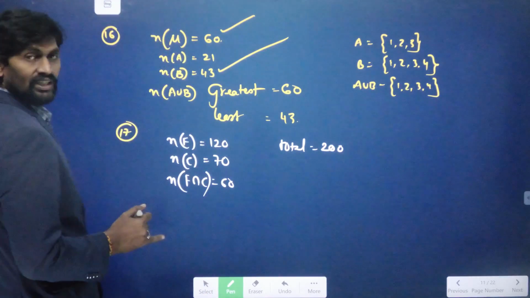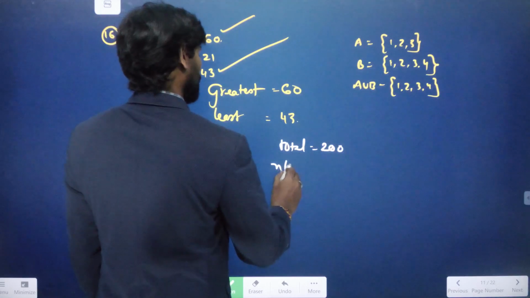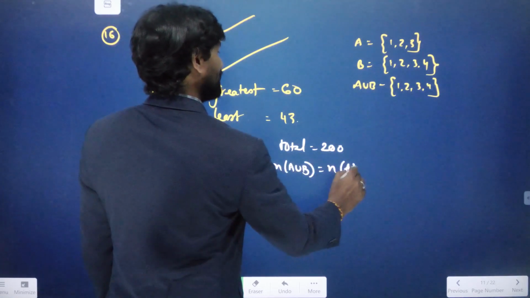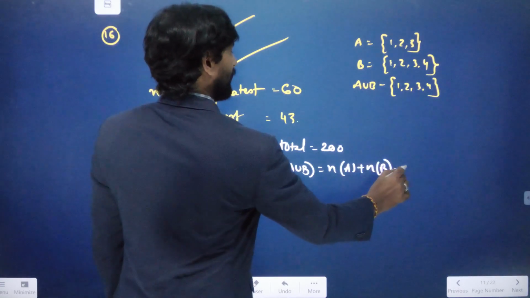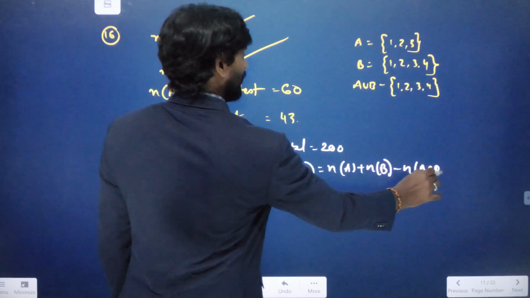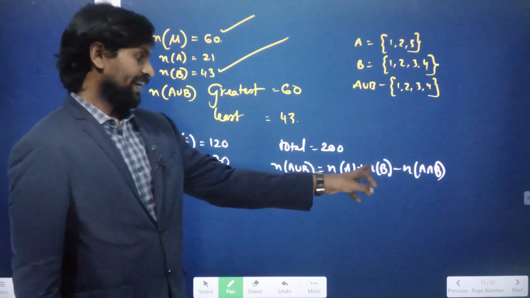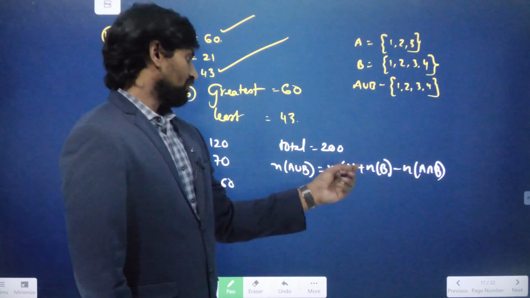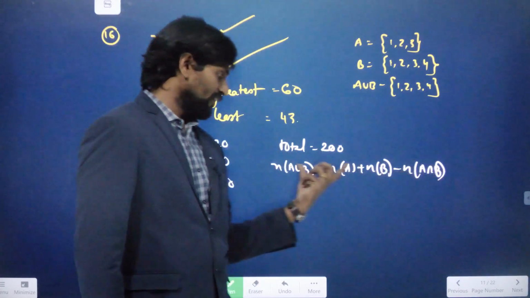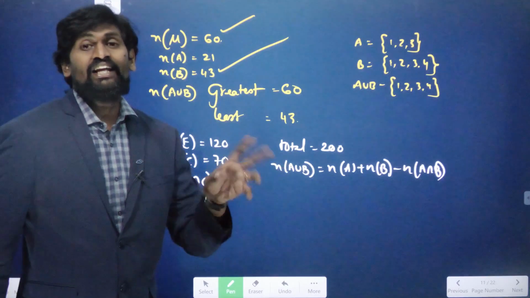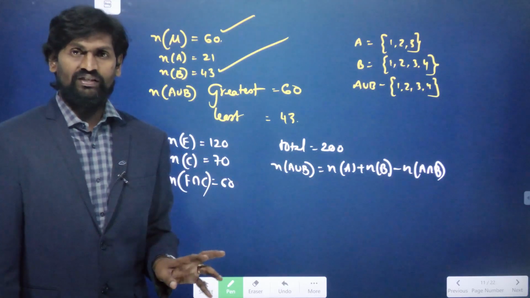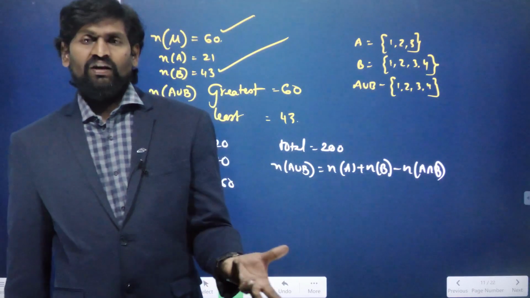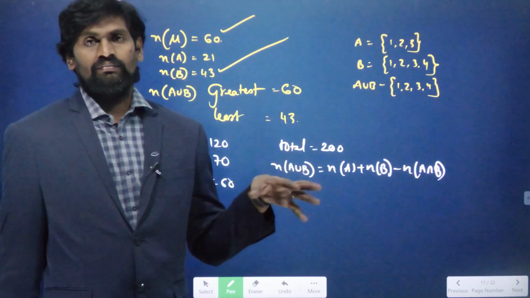So let us find out the n of A union B. n of A union B is equal to n of A plus n of B minus n of A intersection B. Consider A football, B cricket. A intersection B means both. Okay? So that means both are playing. n of A union B here indicates that any one of the games can be played by the students, either football or cricket, or both of them.